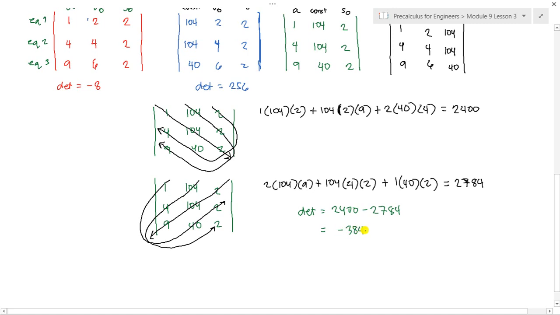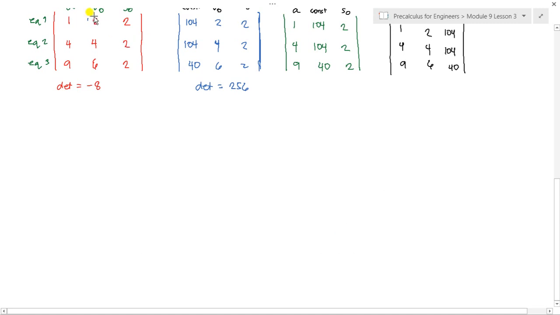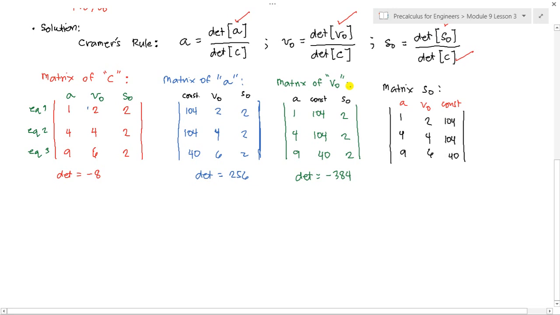Negative 384. So that is the determinant for our velocity matrix. Negative 384. So ito'y butang. Determinant here is negative 384. So last na lang ang matrix for the initial height. So ito'y suwat.